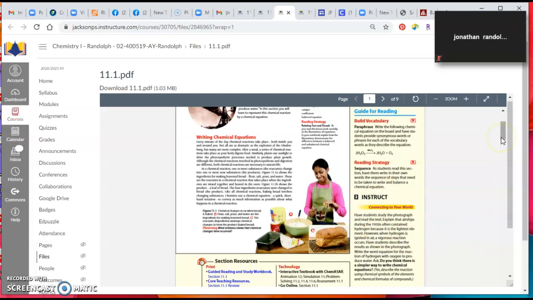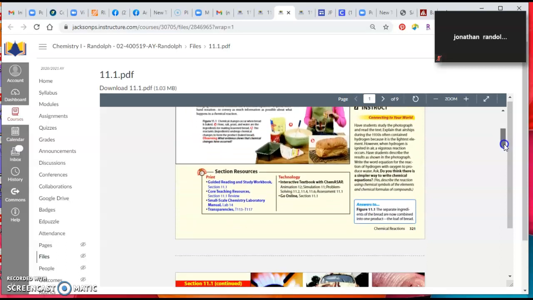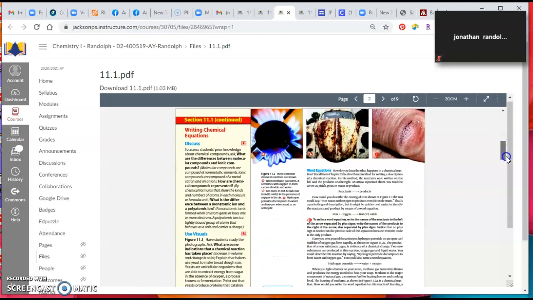However, in chemistry, we designate how much of each and how many of each we have, and what we end up with after we put those things together. The left side of the equation is what we call our reactant side. The right side of the equation is what we consider our product side. So our reactants are over here, our products are over here.